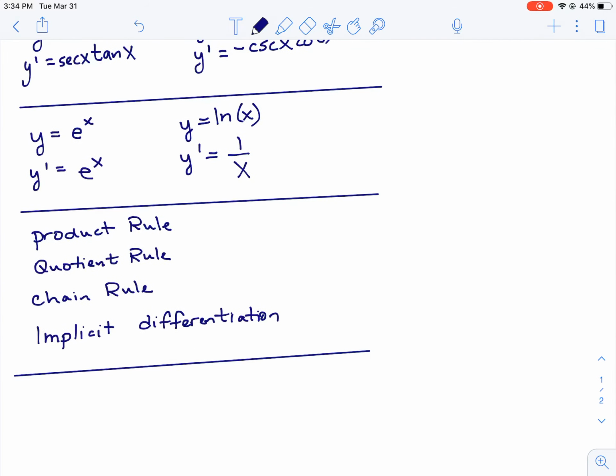You also have to know the product rule, the quotient rule, the chain rule, and implicit differentiation. So I'll do a couple examples of each of these, and then the next video I make is super important because we talk about what the first derivative tells us. We'll practice some second derivatives, and what the second derivative tells us, okay?